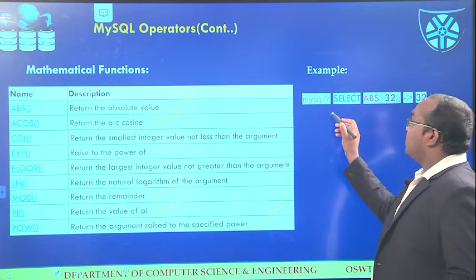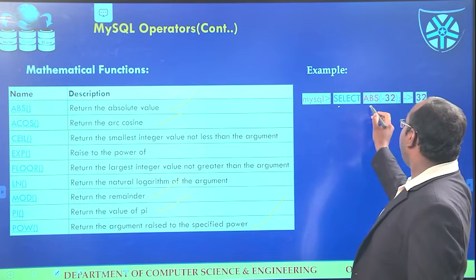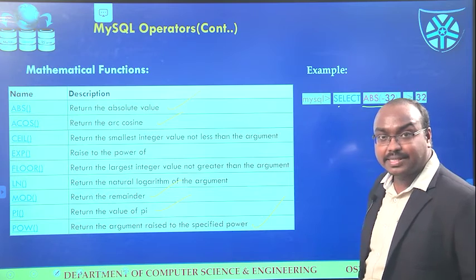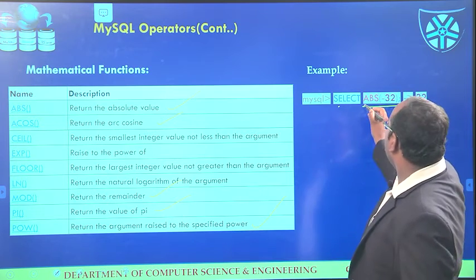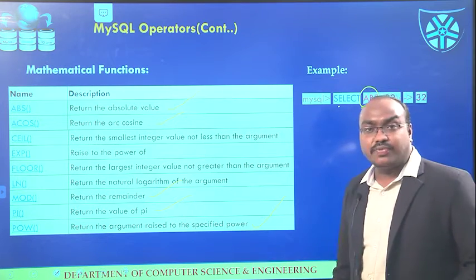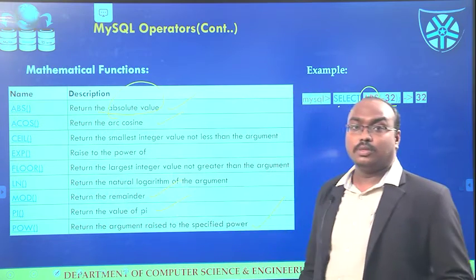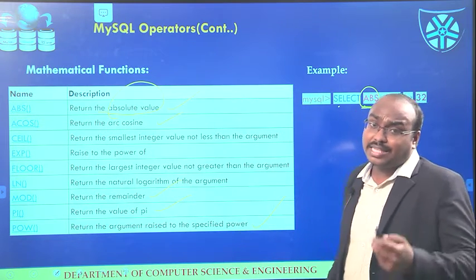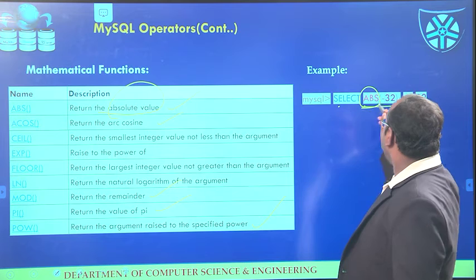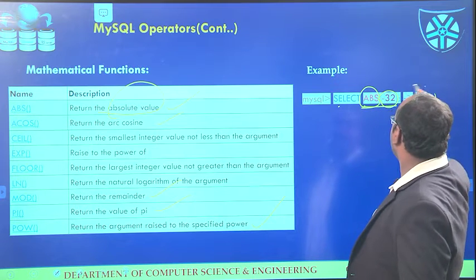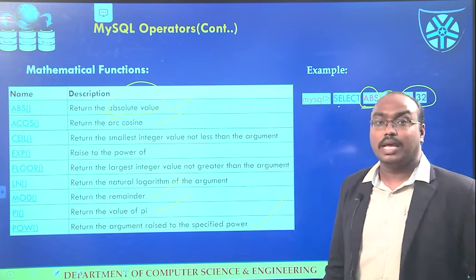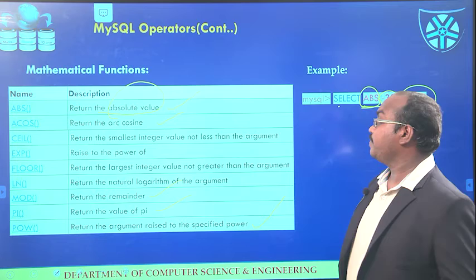Here the first statement, select ABS of minus 32. What is the purpose of the ABS function? The ABS function returns absolute values. What is the absolute value? For example, if we take negative values, then it will return the positive value, the absolute value.